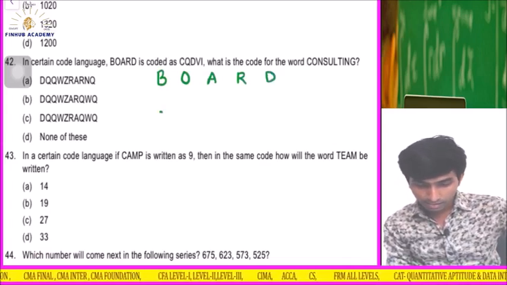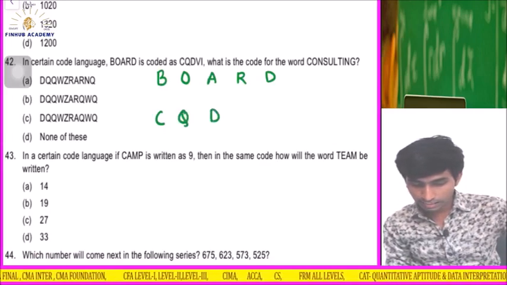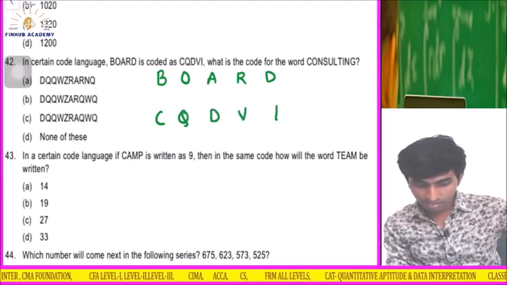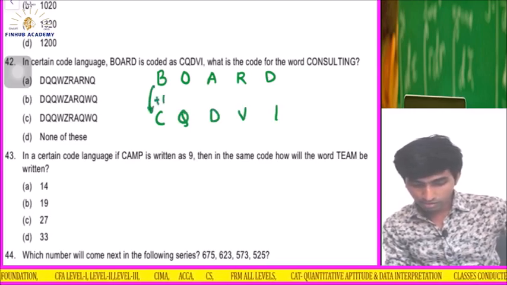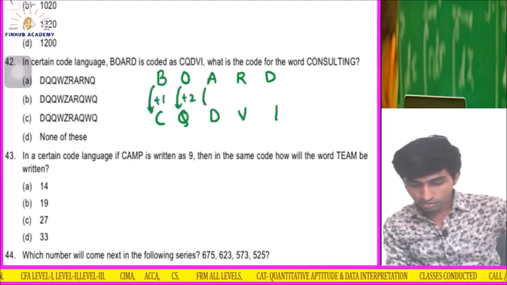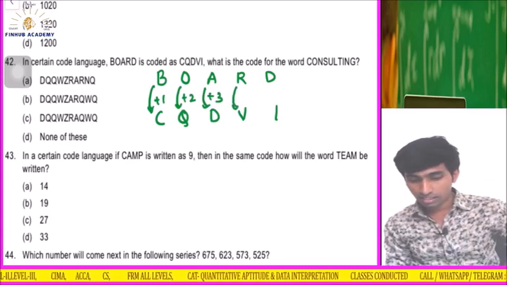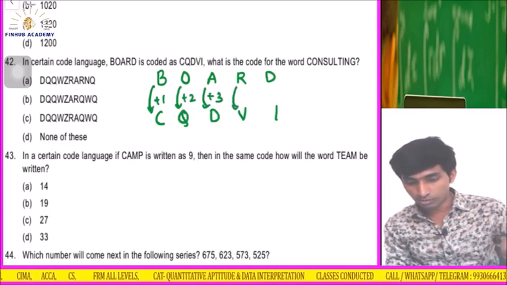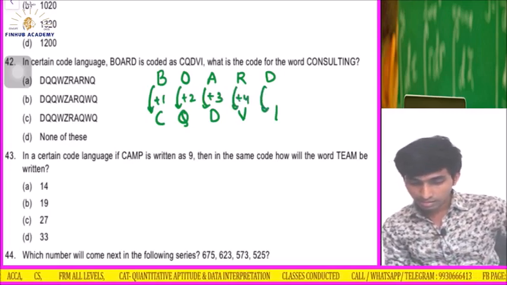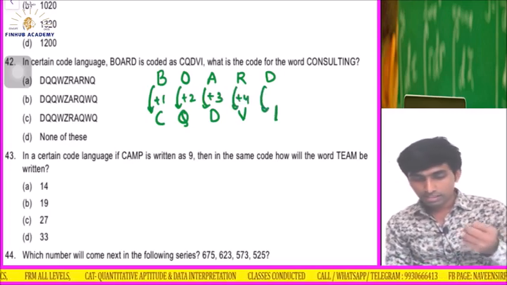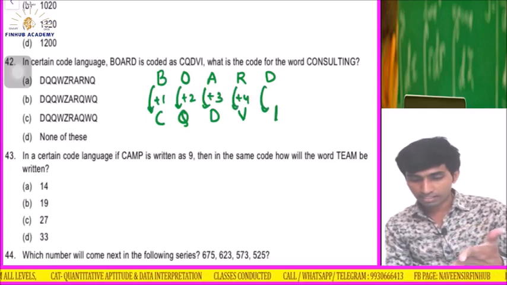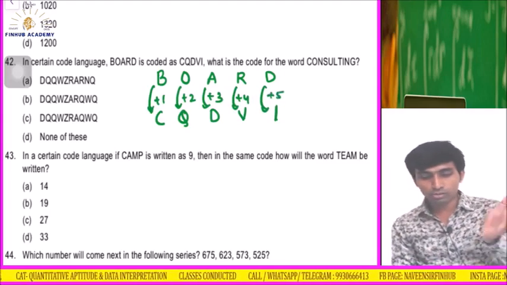I'll write it on the board. C Q D V I. Here it is plus 1. O P Q, so plus 2. B C D, so plus 3. D is the third one. R S T U V, so the fourth one. This is what? E F G H I. Okay, it is plus 5. So 1, 2, 3, 4, plus 5.